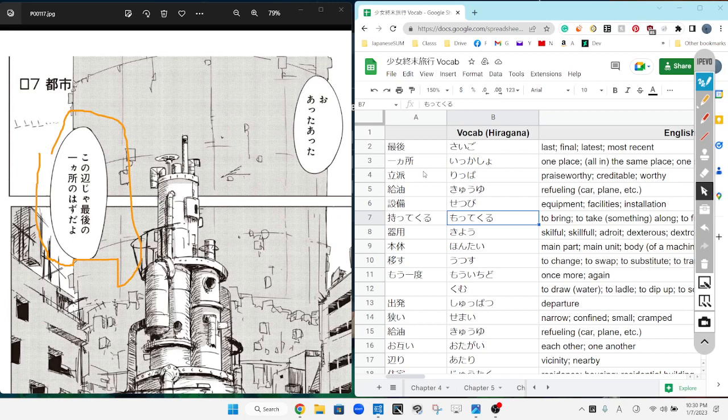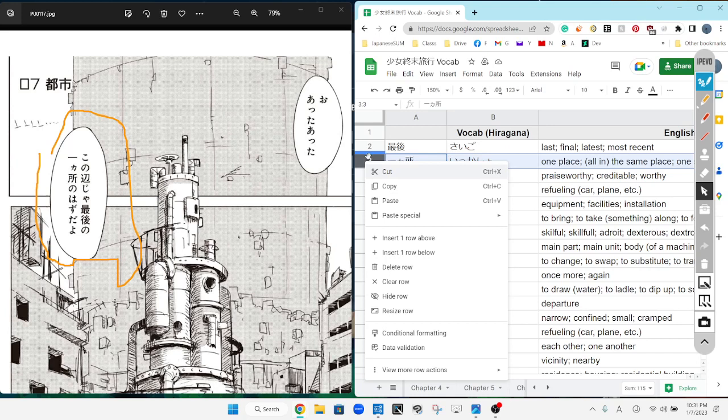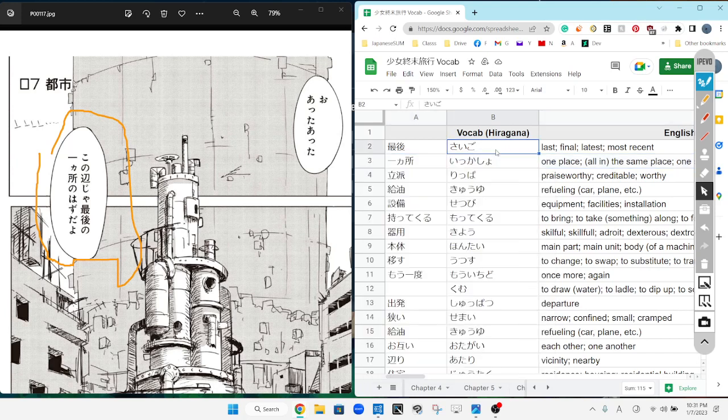I can see Kono Atari ja. So I'm going to read the two bubbles. Okay, you just read the first one. Kono atari ja saigo no ichi ba no hazu da yo. Ikasho no hazu da yo. So kono atari ja. This vicinity is the last one place.